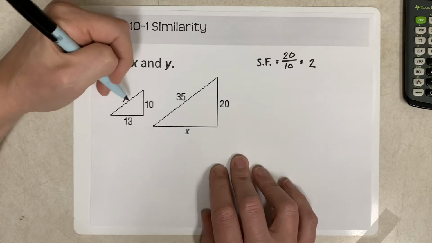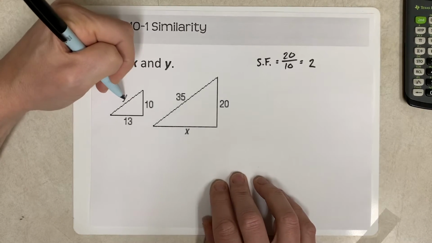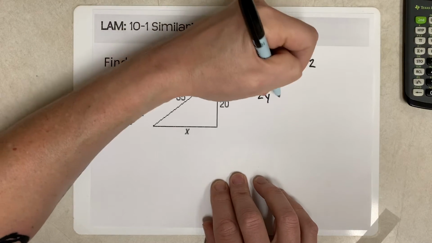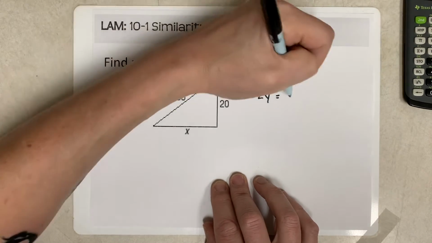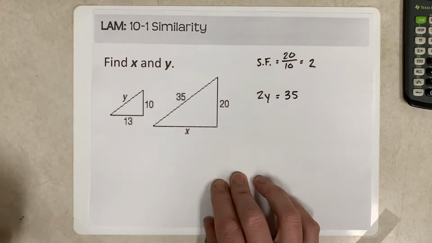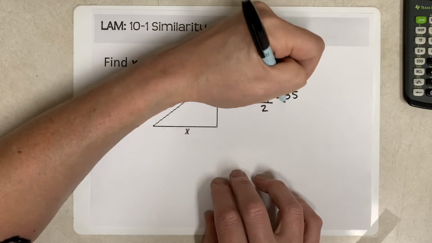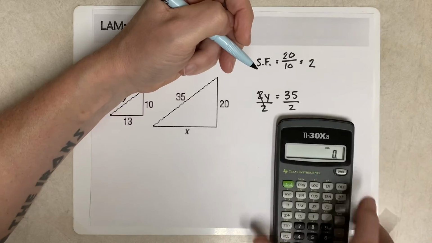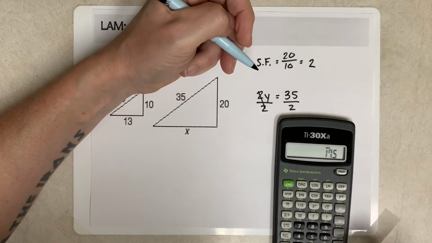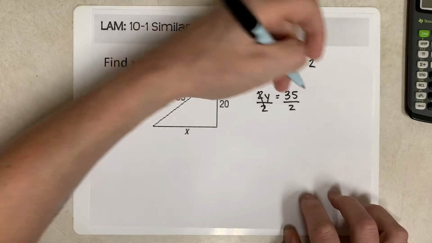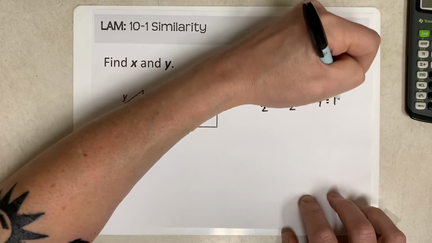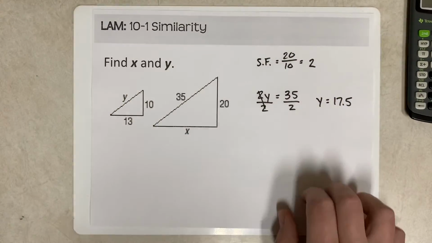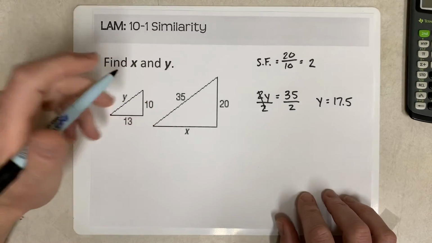All right. So to find y, I need to multiply y by 2 to get 35. Okay, so I need to divide by 2. And if we do this, then we're going to take 35 divided by 2, and we get 17.5. So apparently y is 17.5. So you do get decimals quite often.